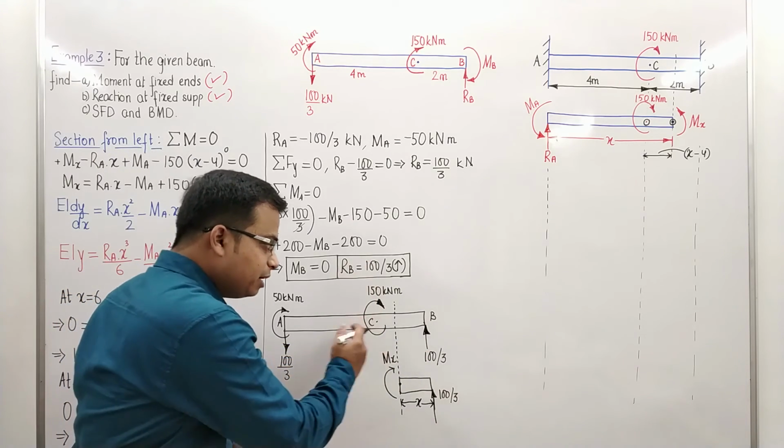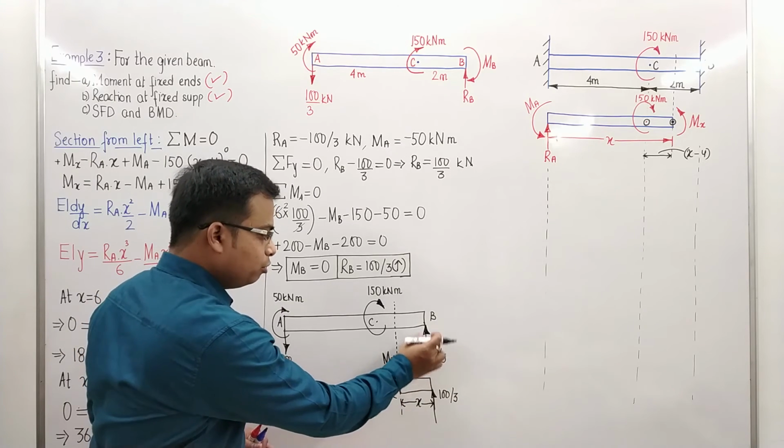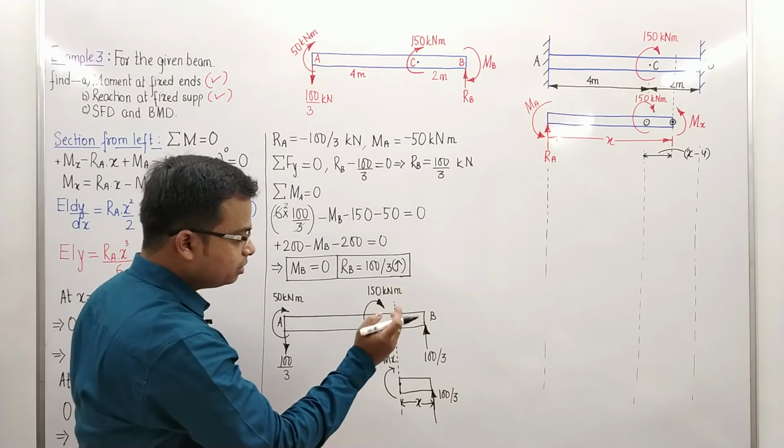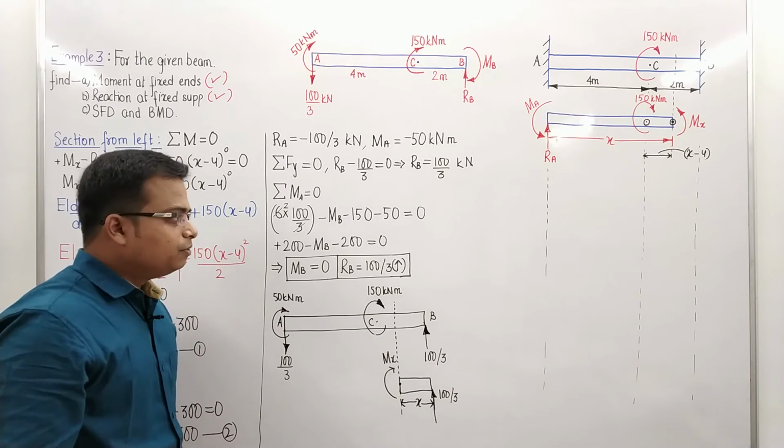So let's have the section between B and C. We'll have an equation in terms of X. You put the value of X is equal to 0, you'll find the bending moment at B. You put the value of X is equal to 2, you'll find the bending moment at C. This is the approach which we are going to follow.